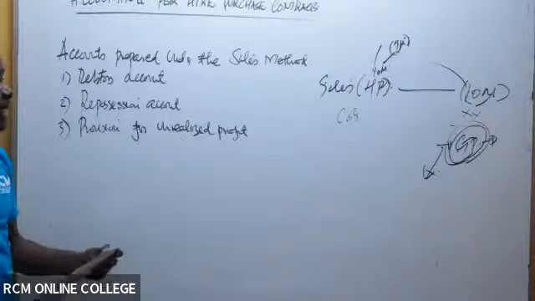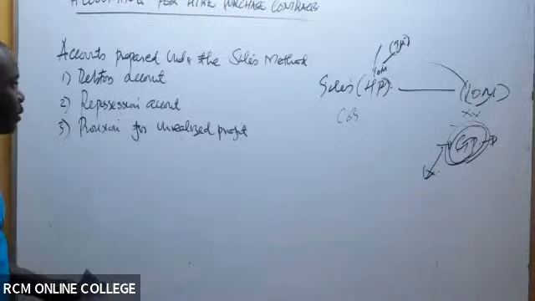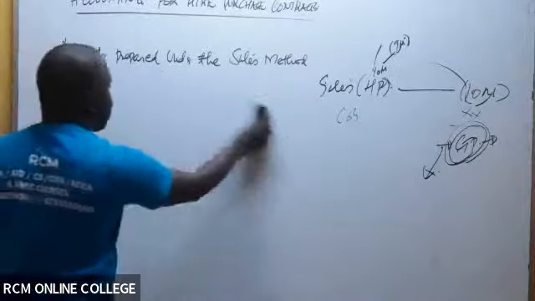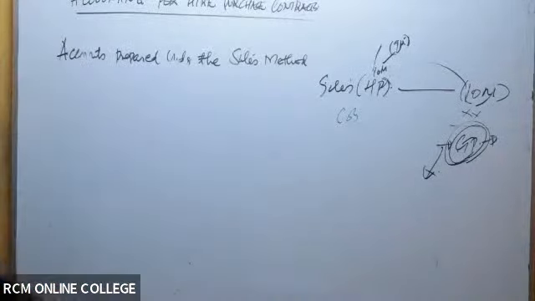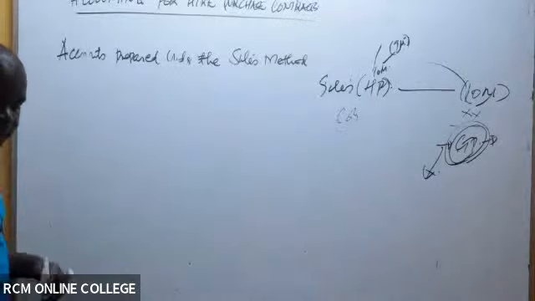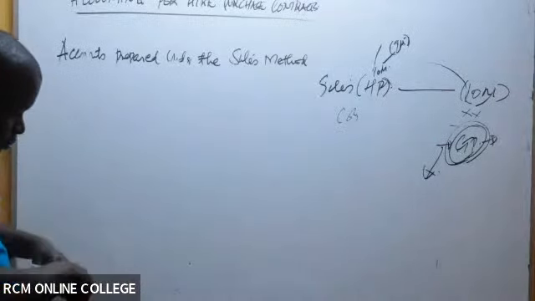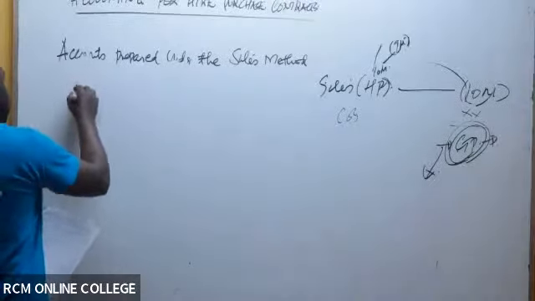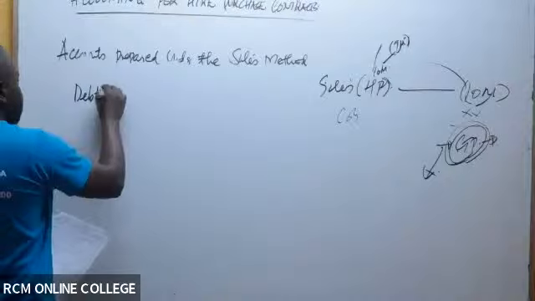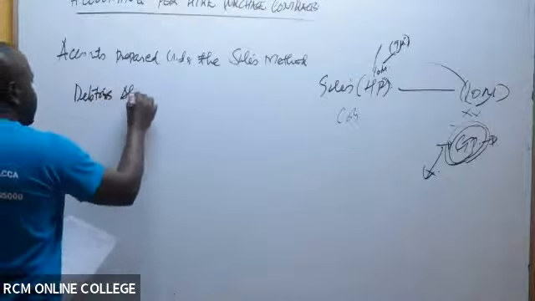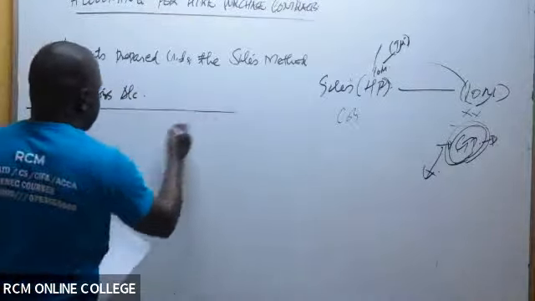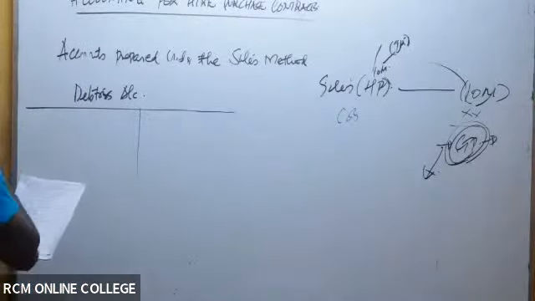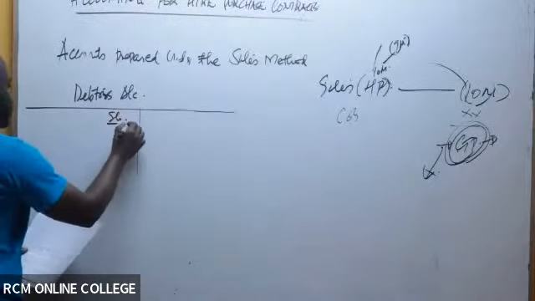So debtors account itakaa namna gani? So we can look at how the debtors account will look like. So debtors account itakaa hivi. So we can have the debtors account. Unaweza itengeneza debtors account. In the debtors account, you'll have, suppose you have shillings.